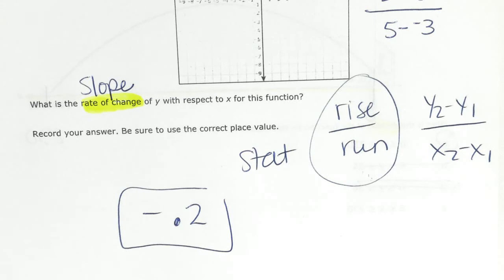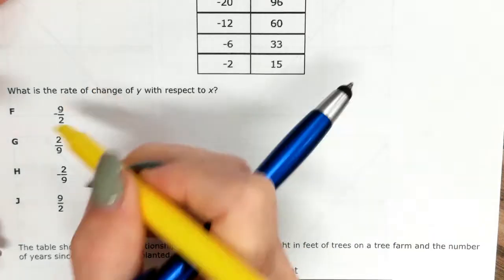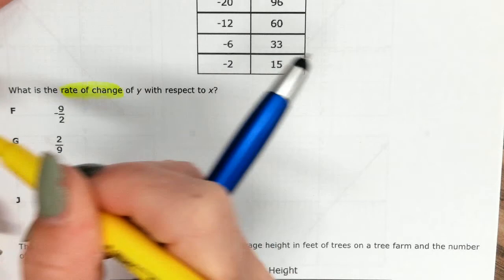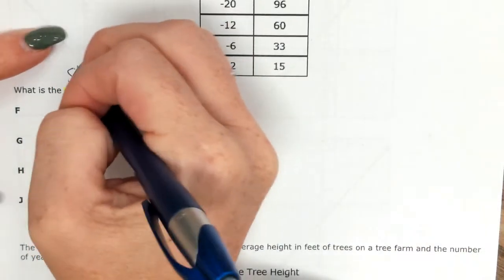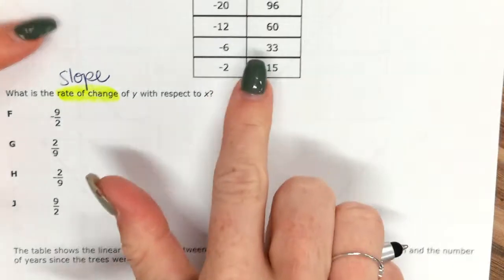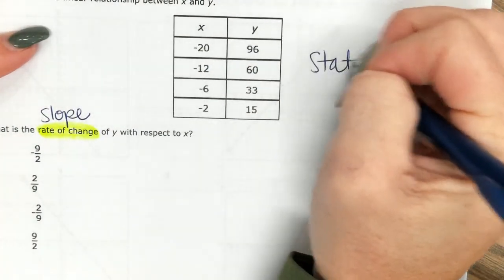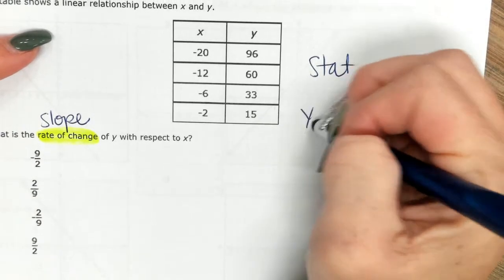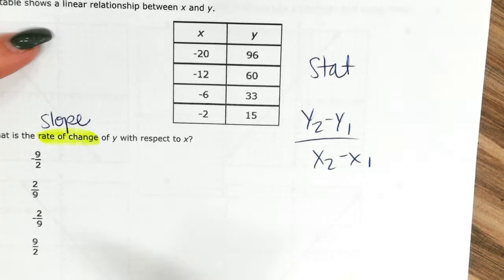Are we good? All right, moving on. Number 6, what was the clue word? Rate of change. What does rate of change really mean? How many different ways could you find slope of this table? Stat. What else? Slope formula, y2 minus y1 over x2 minus x1. Which way did y'all choose?